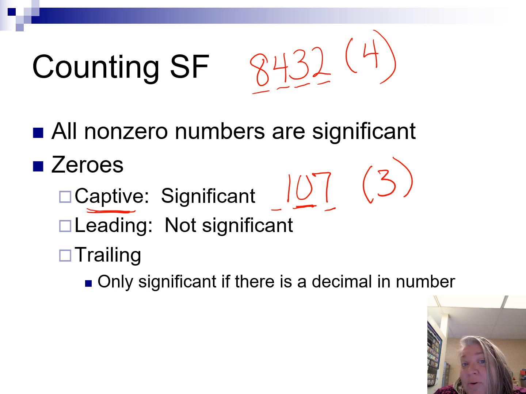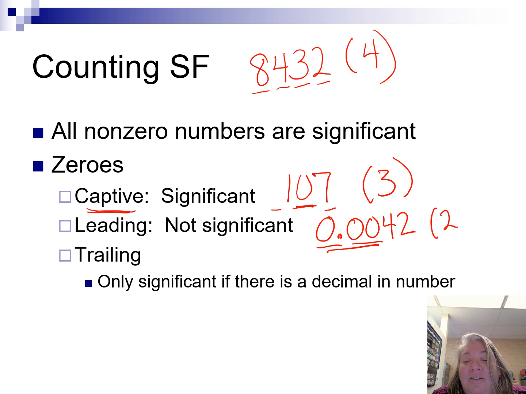Now, the next type of zero is called a leading zero. A leading zero means it comes before your first non-zero number. So these are usually going to be like you have a decimal and there's a whole bunch of zeros at the beginning. These are never significant. So leading zeros, never significant. For instance, 0.0042. These are leading zeros, not significant. In this particular number, we have 2 sig figs, the 4 and the 2.